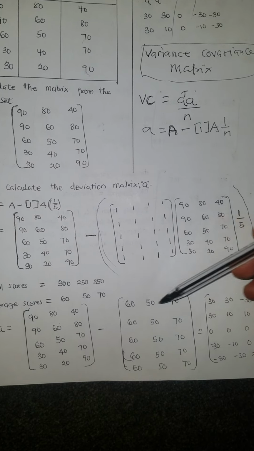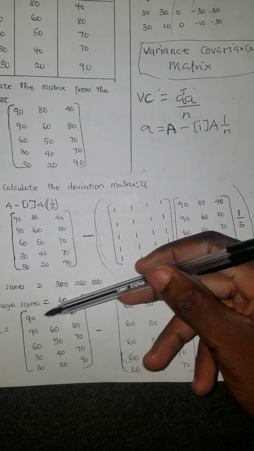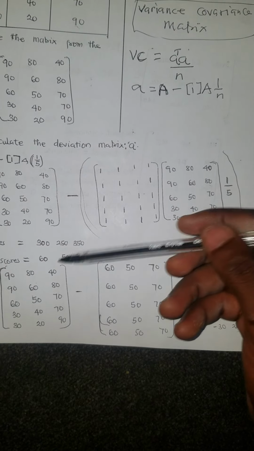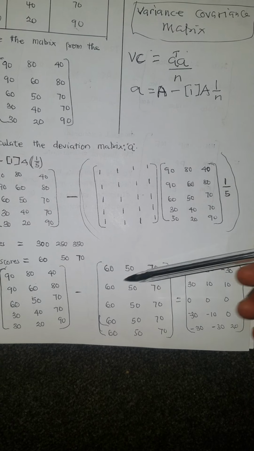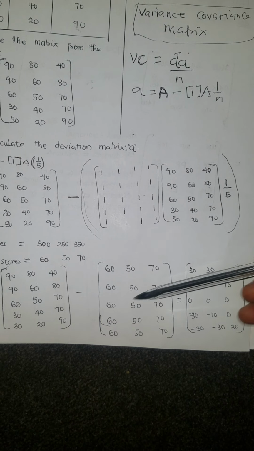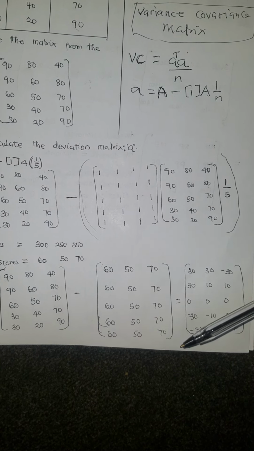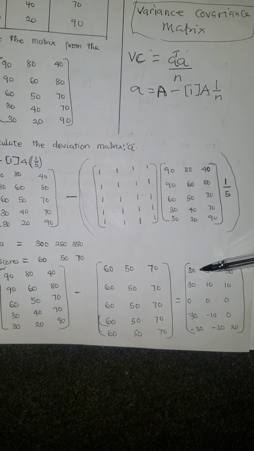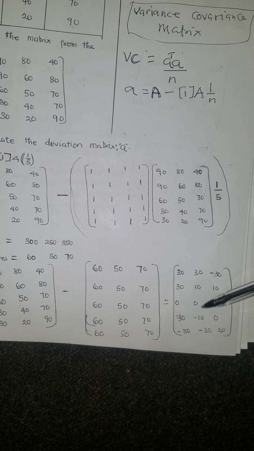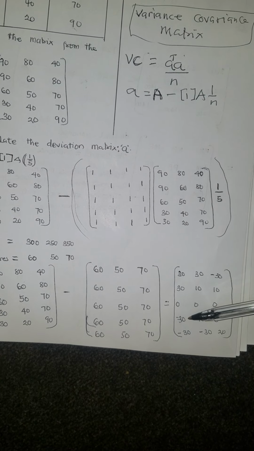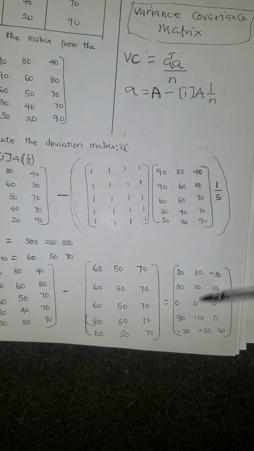So to find the unitary matrix, this is what I've just done. To find the deviation matrix, I told you the whole of this is now this. Just repeat the same thing: 60, 50, 70, 60, 50, 70, 60, 50, 70, up to the number of rows we have. Then when you subtract, this is what we will get as the matrix. Now find the transpose of this matrix and multiply it by the same matrix.